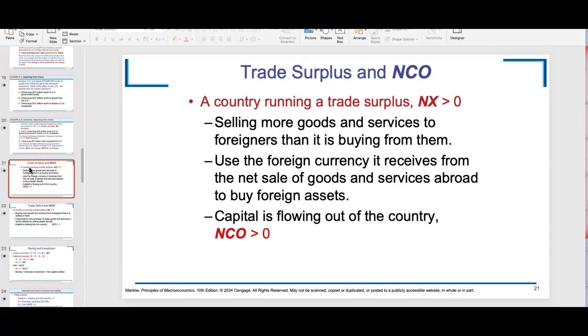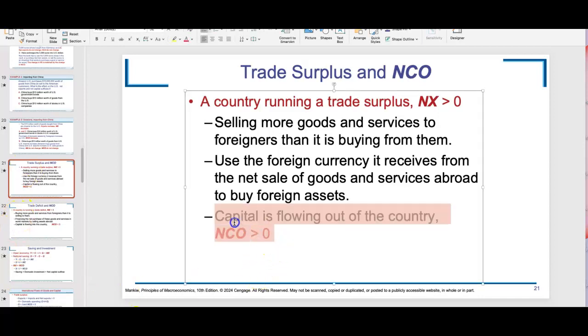So if we're running a trade surplus, it means that our net exports are bigger than zero, and it means that the net capital outflow is also bigger than zero. What does that mean? It means that our money is going out of the country. Well, how can that happen? This can happen only if we have so many savings that we can lend money abroad. It means we have an excess of loanable funds.